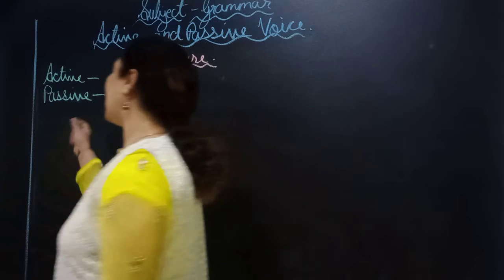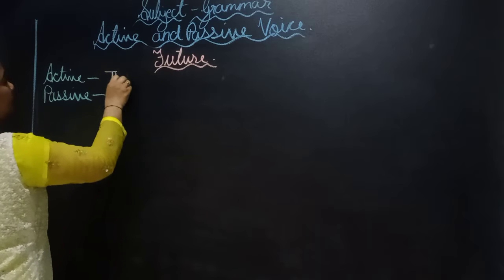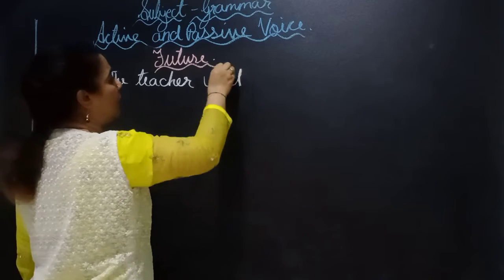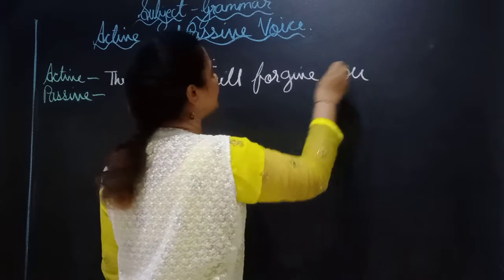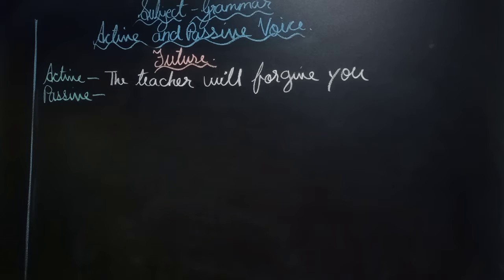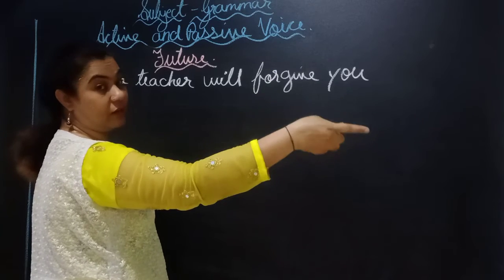Alright. Now, come on, I will give you the sentences on the future tense. Let's write it down. The first one: the teacher will forgive you. So here you can see that you are having will and forgive. So my verb is forgive. Now I am going to make it passive. The past participle of forgive will be forgiven, right?